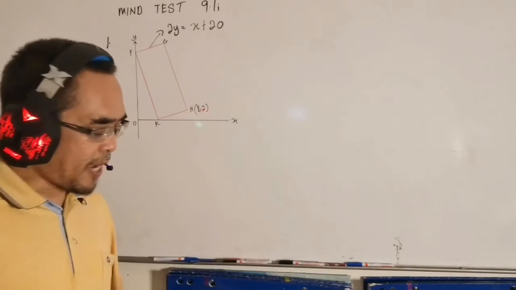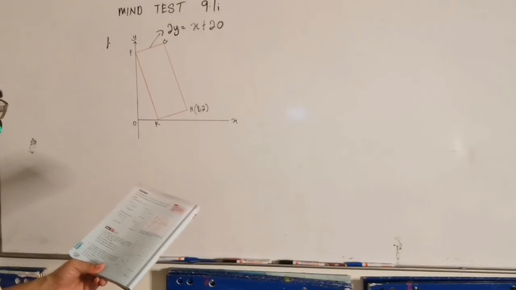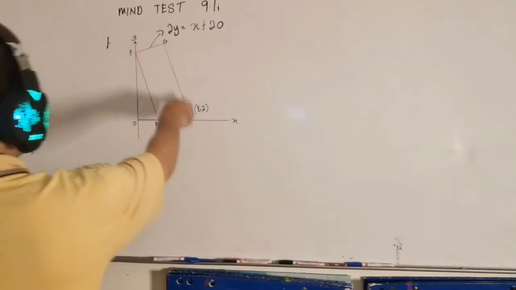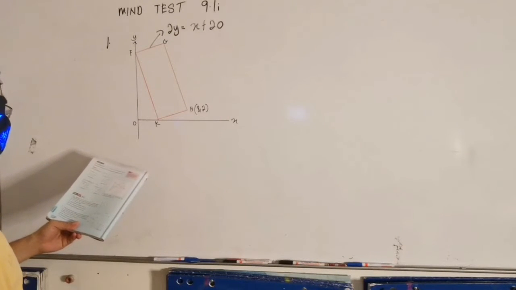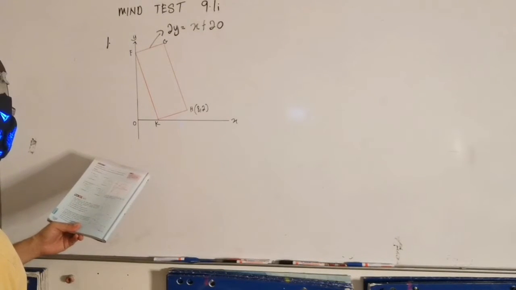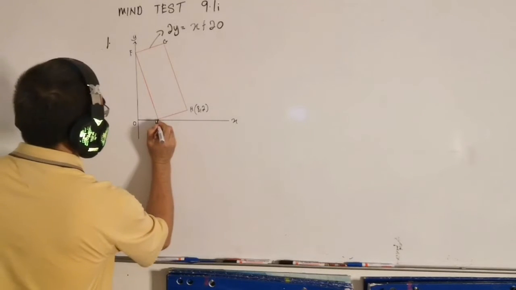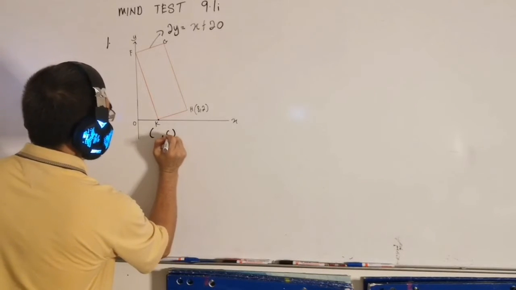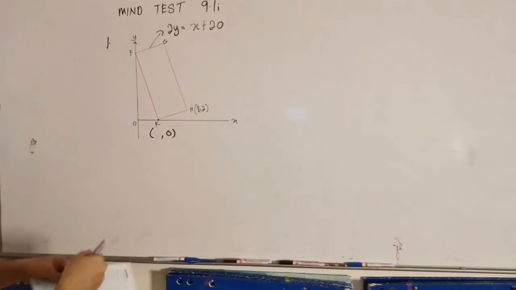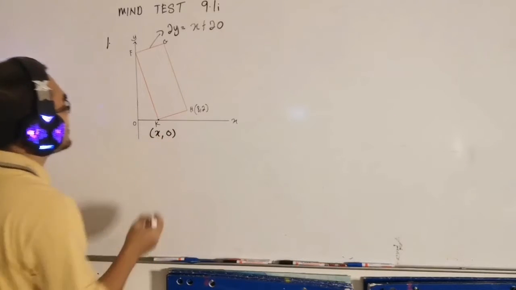Question number 1, mind test 9.1i. The diagram on the right shows a parallelogram FGHK. Given that O is the origin and point K is located on the x-axis. So K is on the x-axis, so the coordinate of K automatically the y is 0. I do not know the value of x, so we just label it as x.